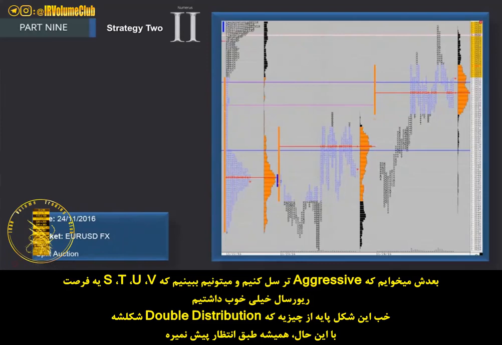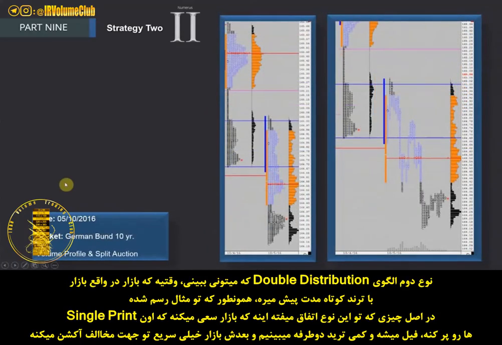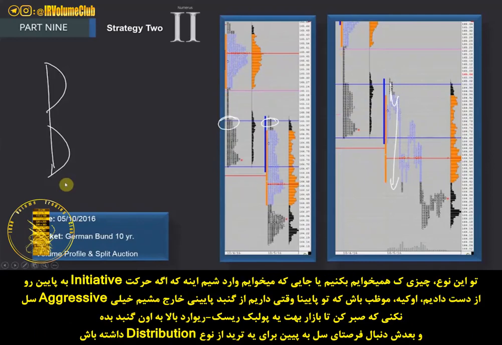However, it doesn't always play out accordingly. Now, the second type of double distribution pattern you'd be able to see is where the market actually continues with the short-term trend, as in the example illustrated. In essence, what happens in this example is the market does attempt to fill out those single prints. It fails, and we see a little bit of two-way trade before the market then very quickly auctions in the opposite direction.